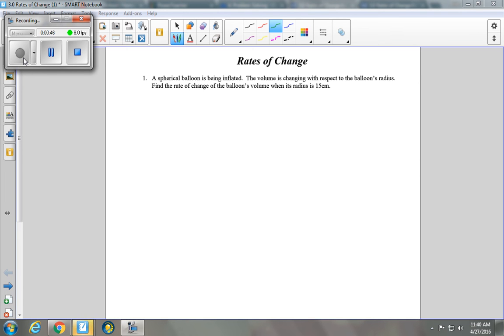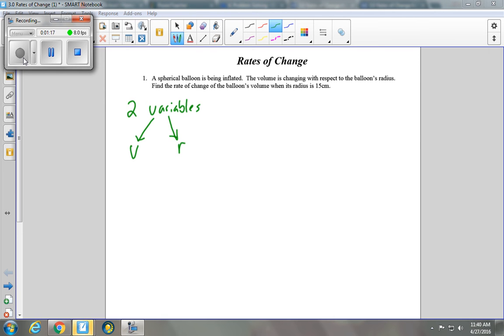So starting off, let's do this one. It says a spherical balloon is being inflated. The volume is changing with respect to the balloon's radius. Find the rate of change of the balloon's volume when its radius is 15 centimeters. So what I'd like you guys to start doing is just writing down what your variables are. There's two variables, V and R. Those are our variables, those are the things we're interested in.